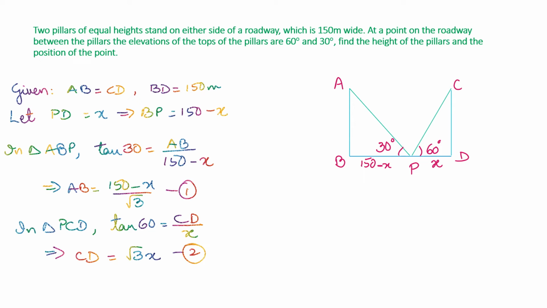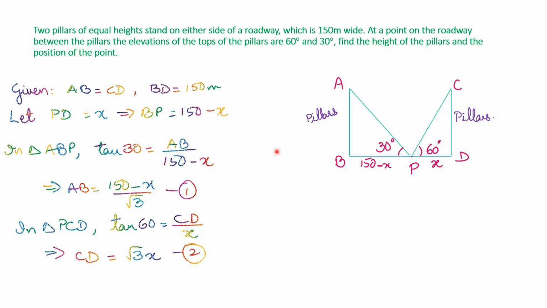So here AB and CD are the two pillars of equal height, and there is a point P in between on the road BD from where the angle of elevation is 60 degrees and 30 degrees. So we are given that AB is equal to CD, and also we are given that BD is equal to 150 meters. Suppose PD is equal to X, that implies my BP is equal to 150 minus X.